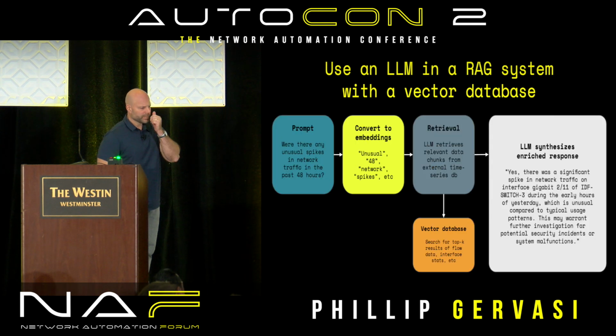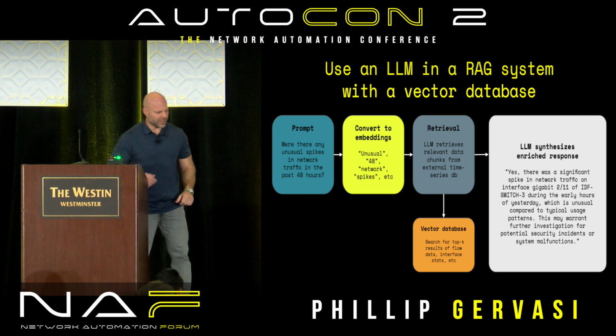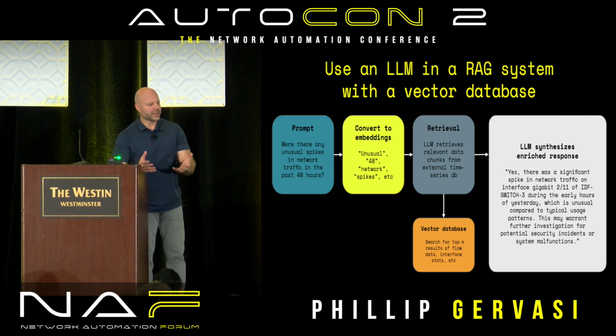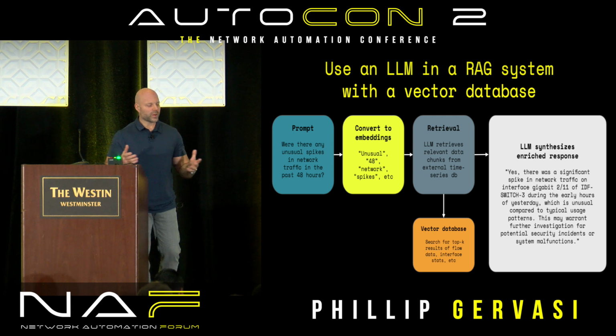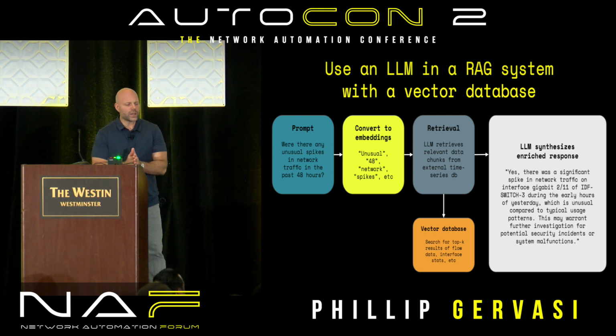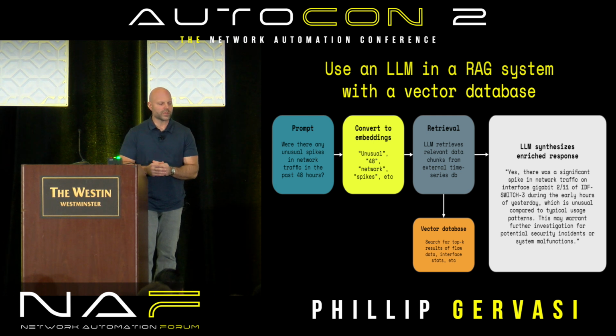Here's an example. I can barely read it off this screen, so I might have to hunch down. So you're going to use an LLM with a RAG system using a vector database. So your prompt could be something along the lines of, were there any unusual spikes in network traffic in the last 48 hours?